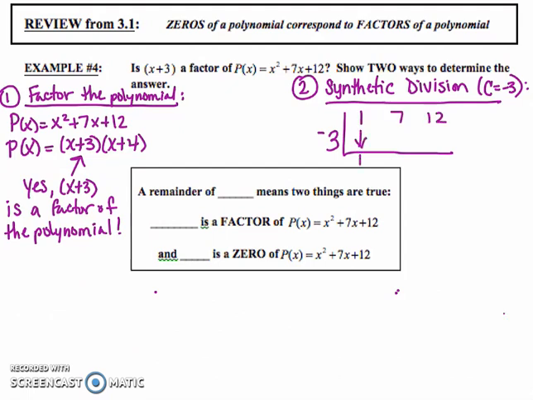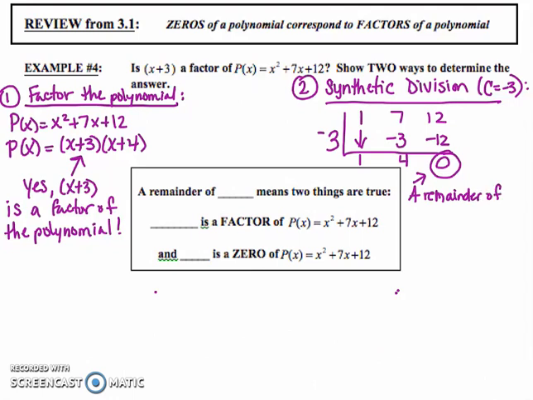My coefficients are 1, 7, and 12. I drop down the 1. Negative 3 times 1 is negative 3. I add and I get 4. Negative 3 times 4 is negative 12. I add and I get 0. Okay, this is very significant. So let's talk about what this means.